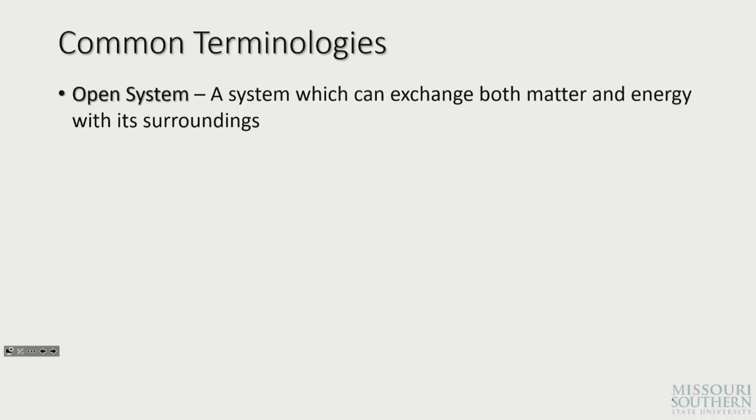The next thing is open system. So we talked about system. So what is an open system? An open system is a system which can exchange both matter and energy with its surrounding. So like I said before, let's say we have some kind of universe. So this is the universe, and there is a partition, and it has system A and system B.